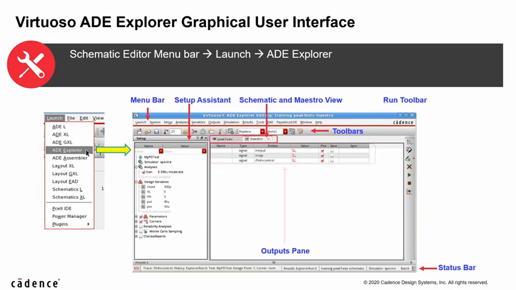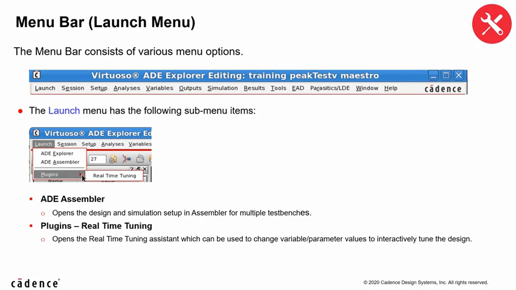There's the output setup section. There's the run toolbar. In the run toolbar, you can add new outputs by using the button there and choosing from the type of output that you want to add. The menu bar. Let's take a look at it.